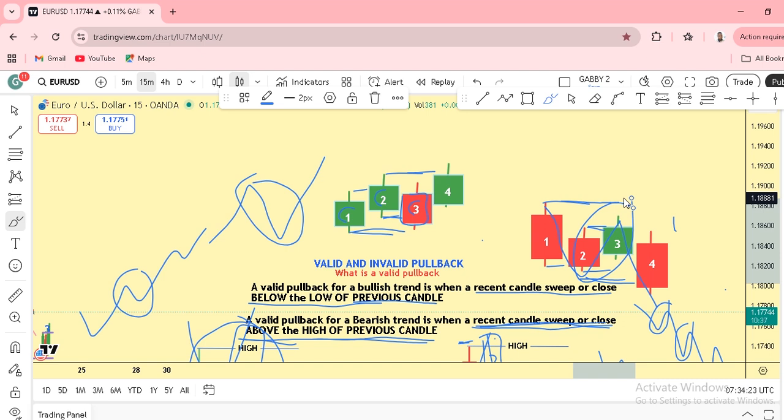So this is how a valid pullback looks. I'll be coming back with more videos where I'll bring complex examples and situations on how to identify a valid pullback. We'll cite a lot of examples and go into the chart proper.